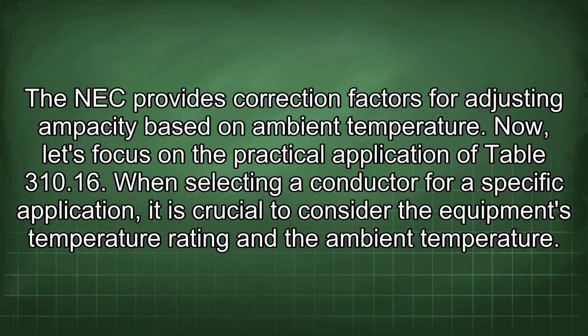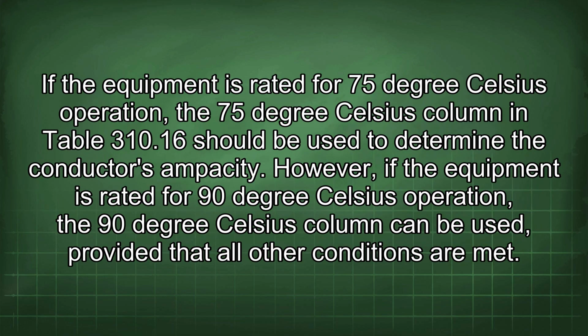Now let's focus on the practical application of Table 310.16. When selecting a conductor for a specific application, it is crucial to consider the equipment's temperature rating and the ambient temperature. If the equipment is rated for 75 degrees Celsius operation, the 75 degrees Celsius column in Table 310.16 should be used to determine the conductor's ampacity. However, if the equipment is rated for 90 degrees Celsius operation, the 90 degrees Celsius column can be used, provided that all other conditions are met.